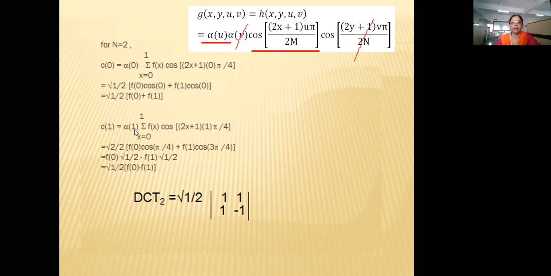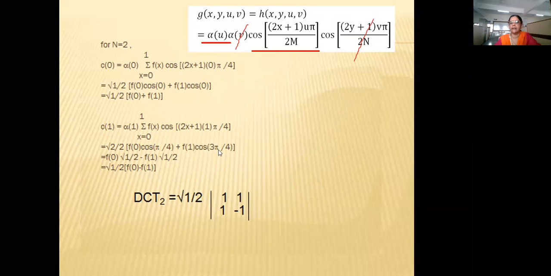Okay. So now as per the previous equation, alpha 1 is given by square root of 2 by n. Now in our example, n is 2, so it becomes square root of 2 by 2. Then in this first term, there are two product terms, f0 into cos pi by 4 plus f1 into cos 3 pi by 4. Why do we get pi by 4 here? Because here x is 0. So if we substitute x as 0, we get this term as pi by 4.